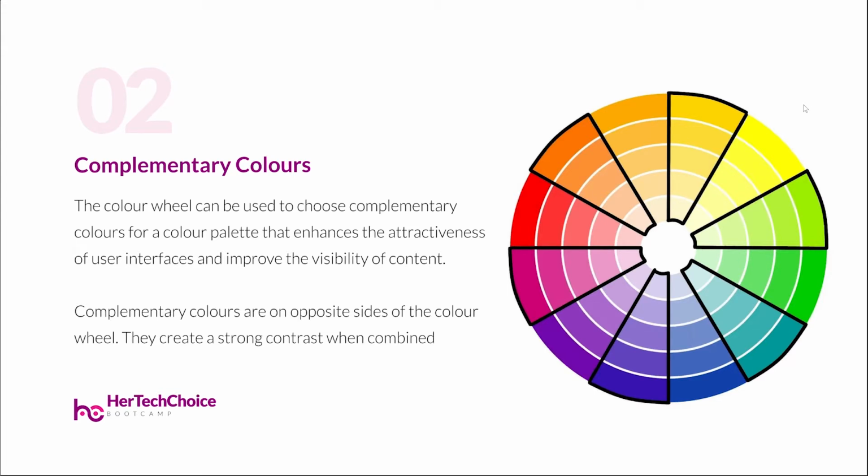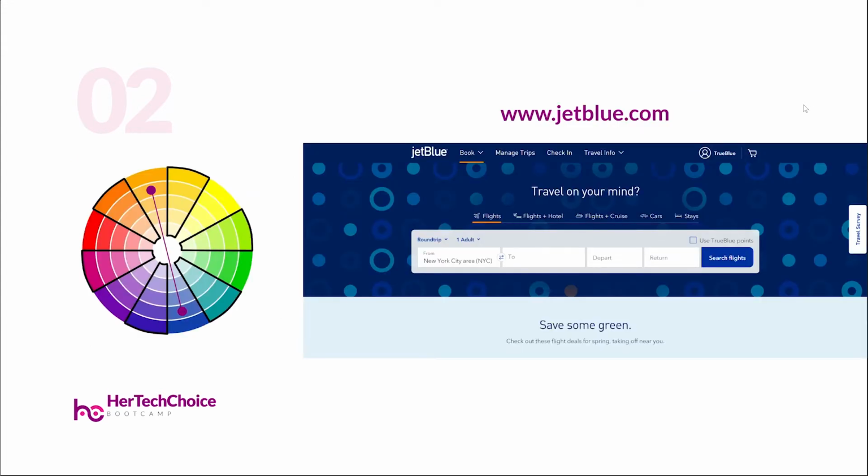Complementary colors are on the opposite sides of the color wheel. They create a strong contrast when combined. For example, on the JetBlue website, they used complementary colors of blue and orange. As you can see, we have blue as the background and majorly the brand color, then they used orange as its accent.